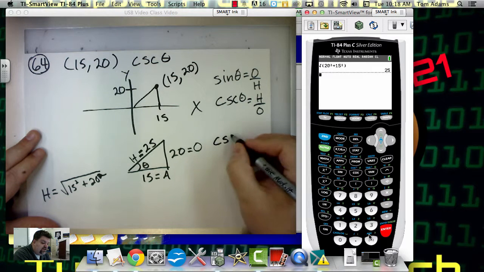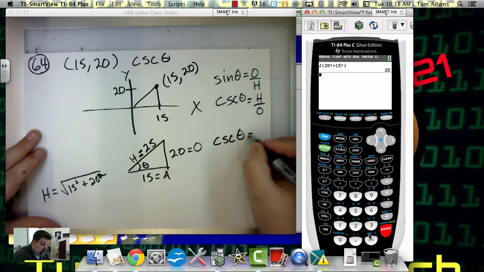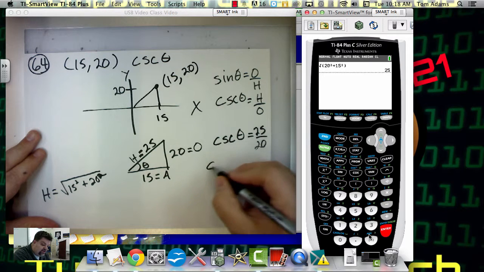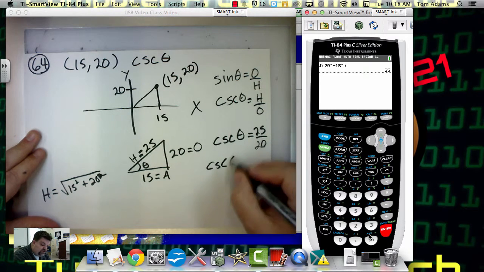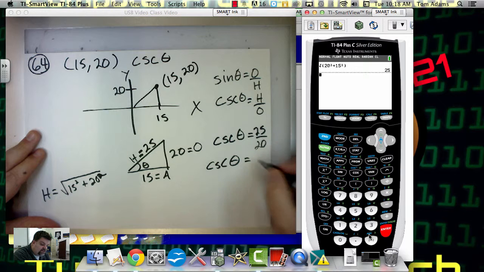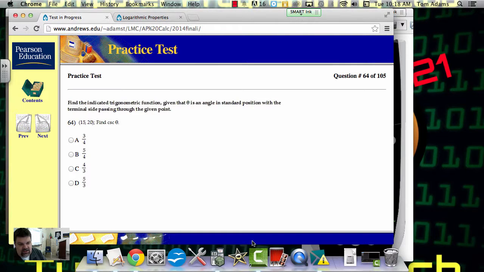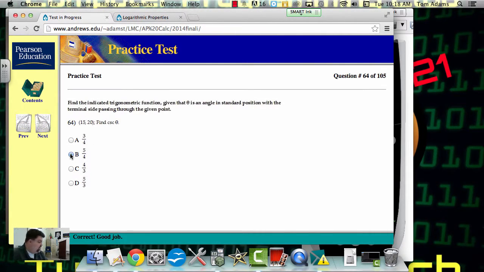So cosecant of theta is equal to 25 over the opposite, which is 20. Now that can be reduced, and you should reduce it. Dividing the top and bottom by 5, you get 5 over 4. Is that right? I hope that's one of the answers. There it is. Any questions?